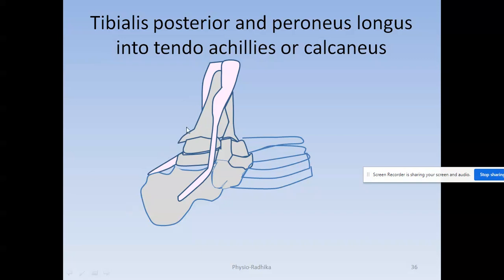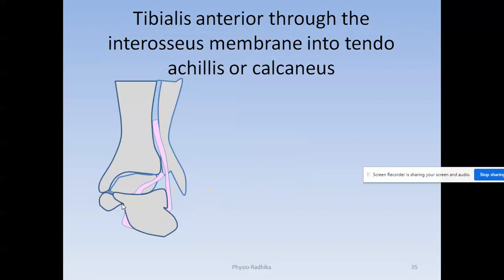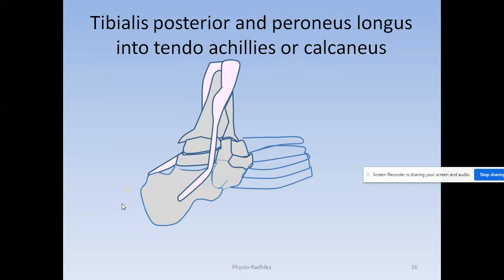If I would have drawn the tendo achilles, it would be very difficult to imagine the insertion on the calcaneus. So I just skipped the tendo achilles part. Now we have two types of surgery. One is tibialis anterior through interosseous membrane, and one is tibialis posterior and peroneus longus into the tendo achilles or calcaneus. Both are inserted on tendo achilles and calcaneus. Both the tendon transfers are done to achieve plantar flexion.